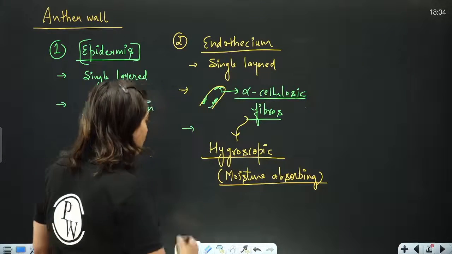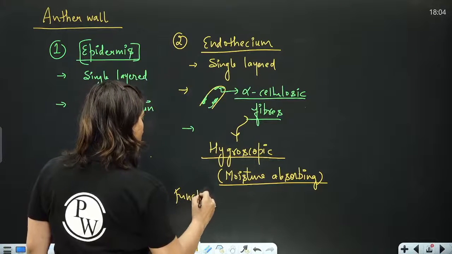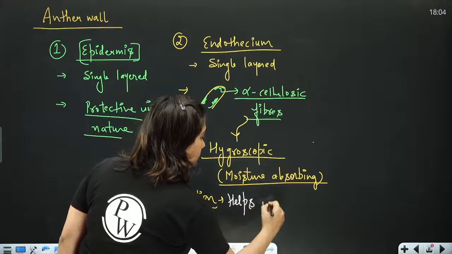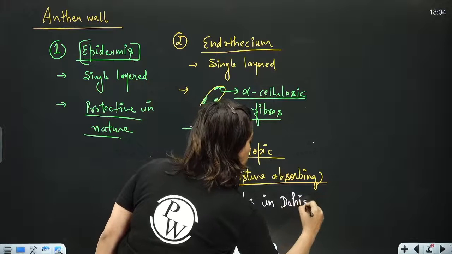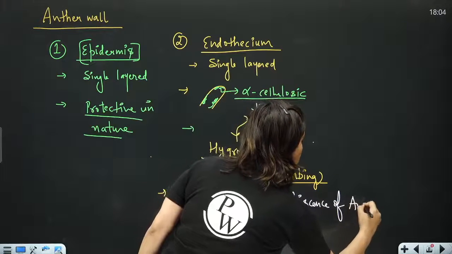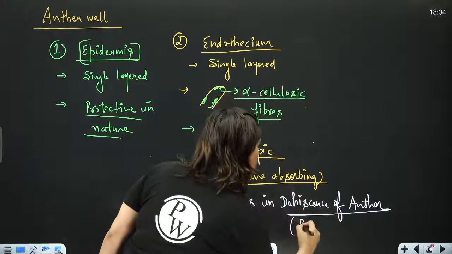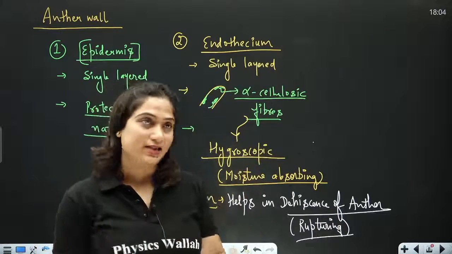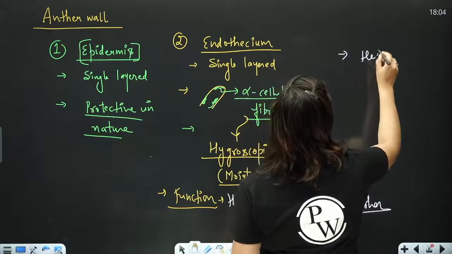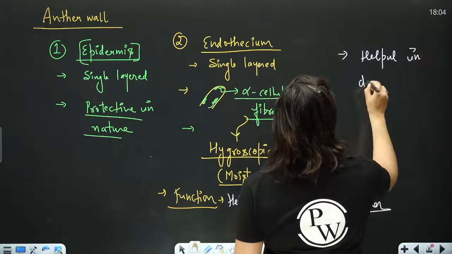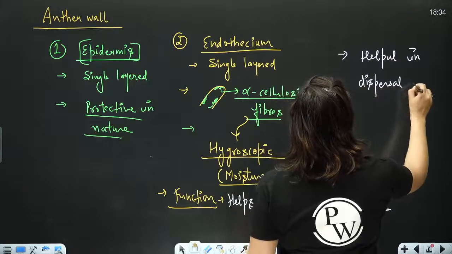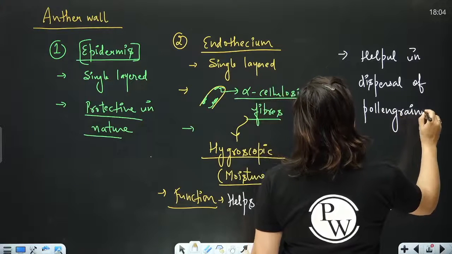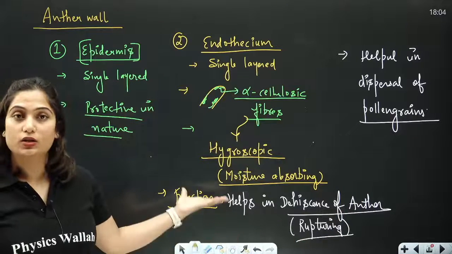That means, what is the function of endothelium? It helps in the dehiscence of anther. Right? Dehiscence means rupturing of anther. Because of this layer, the anther gets ruptured, it gets dehisced, and thus this is helpful in dispersal of pollen grains. When the anther will get ruptured, only then the pollen grains will come out. Right? So, endothelium, the main function is the dehiscence or the rupturing of anther.